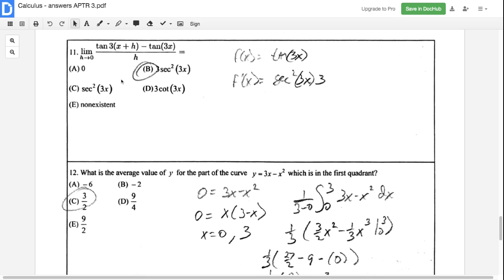11. So this is one where this is the definition of the derivative, limit of the difference quotient. So we take the parentheses out and put x in its place, and that gives me my function. So that's where we get tangent of 3x. We take the derivative of that. So the derivative of tangent is secant squared. Inside stays the same. Derivative of the inside gives me 3. And that's why our answer is B.